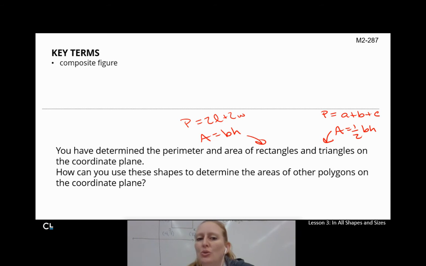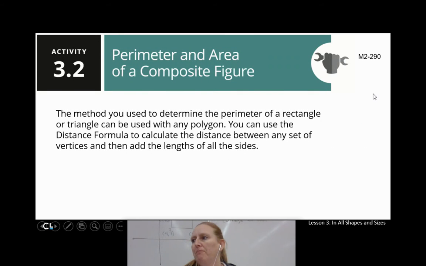How can we use those shapes, those rectangles and triangles, to determine the areas of other polygons on the coordinate plane? So the method you use to determine the perimeter of a rectangle or triangle can actually be used with any polygon, right? Perimeter is just the distance around it. If you can find the lengths of all the sides, you can just add them up to find that perimeter. And you can use the distance formula to calculate the distance between any set of vertices. And then you would just add up all the lengths of the sides. That's all you have to do.